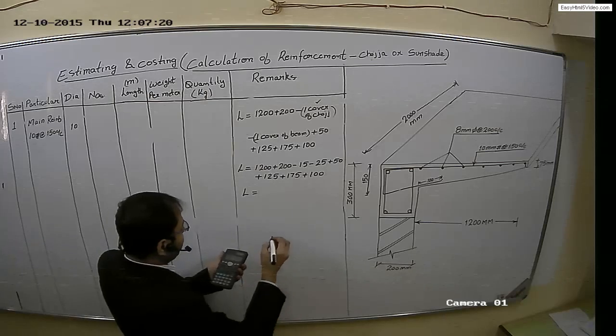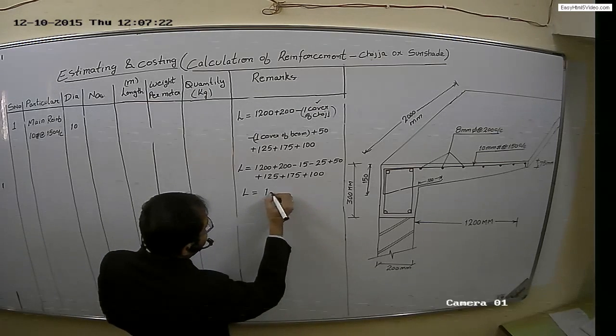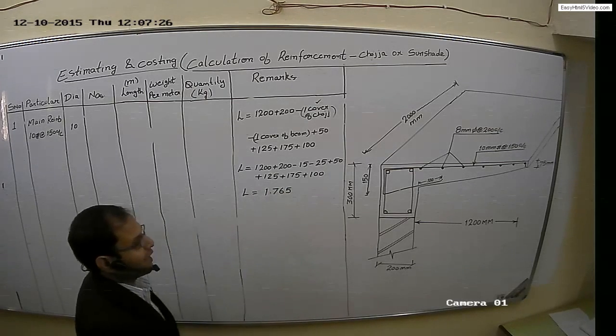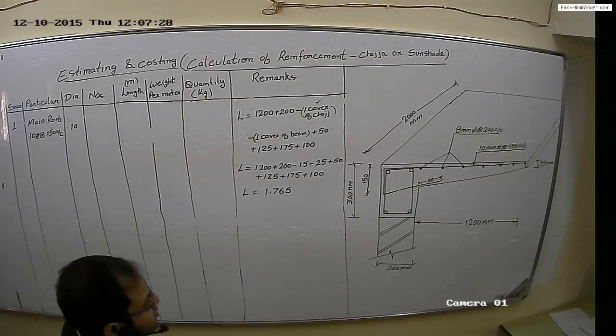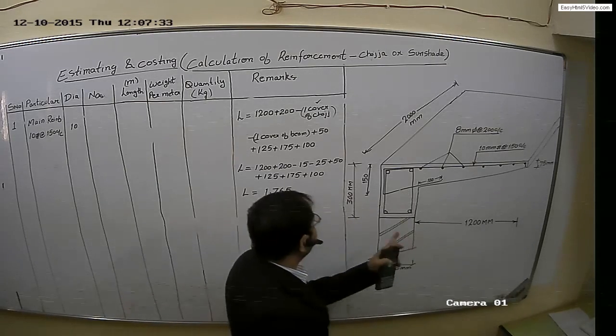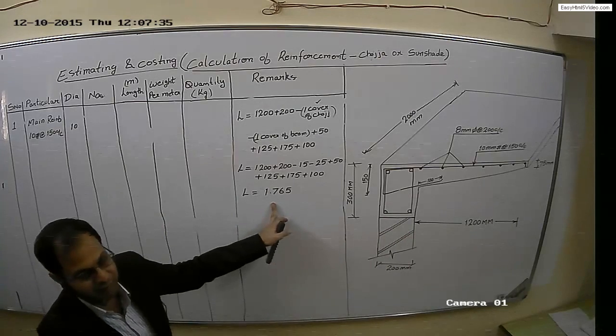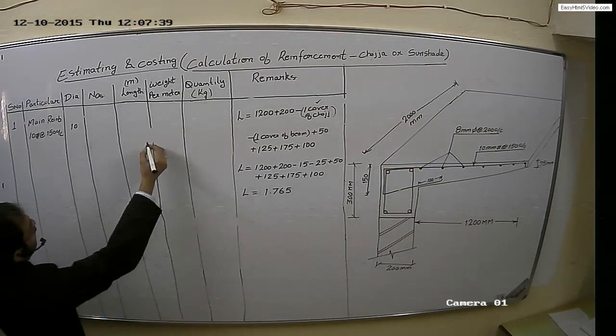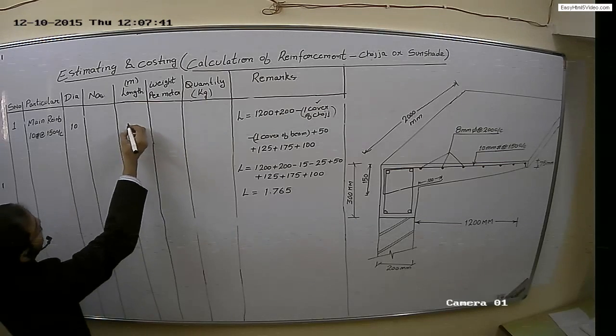You'll get 1.765 meter of this 10 mm dia. So spanning is 1200 mm, but we required the length of 1.765 meter to put in this Chajja. So we will calculate the number later.